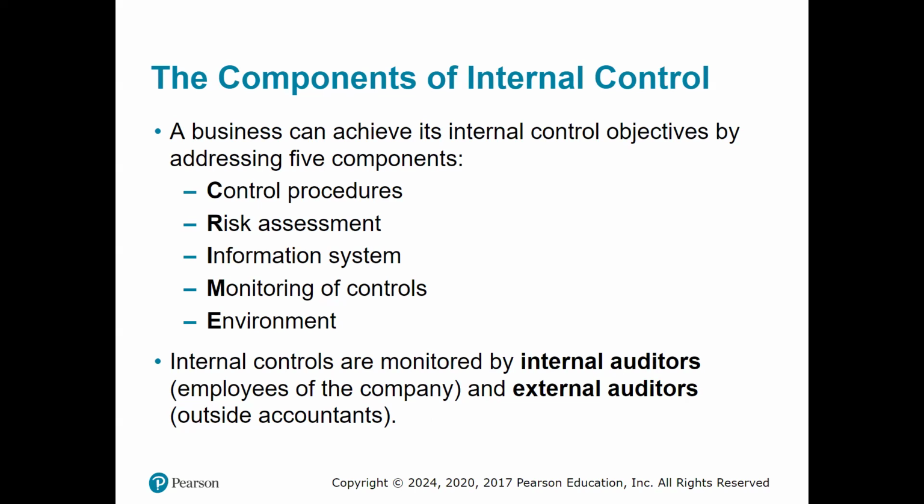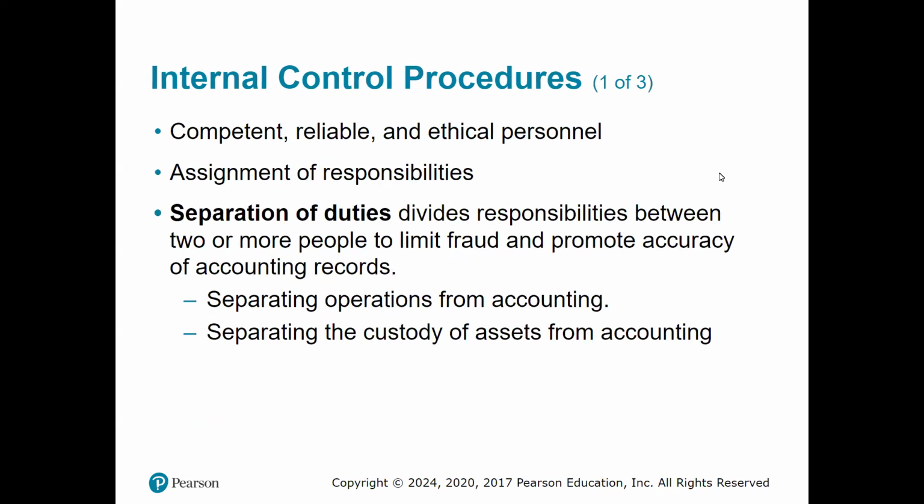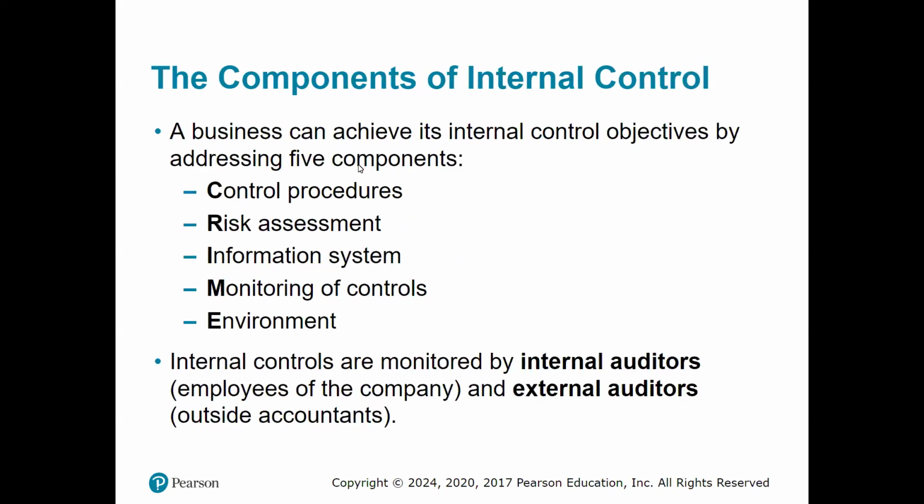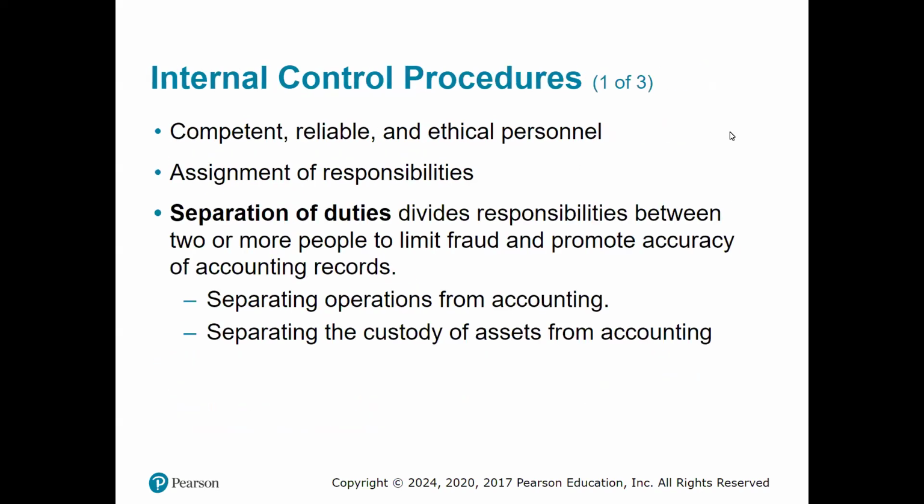So I'm going to talk about what these components consist of one by one here. So for C, control procedures, you have to have people who are competent, reliable, and ethical working there. So controls over hiring and who you hire are part of your control procedures, like maybe doing background checks, or some places will do credit checks to make sure you don't have major financial swords hanging over your head. And then how you assign responsibilities to people is a really important control procedure.